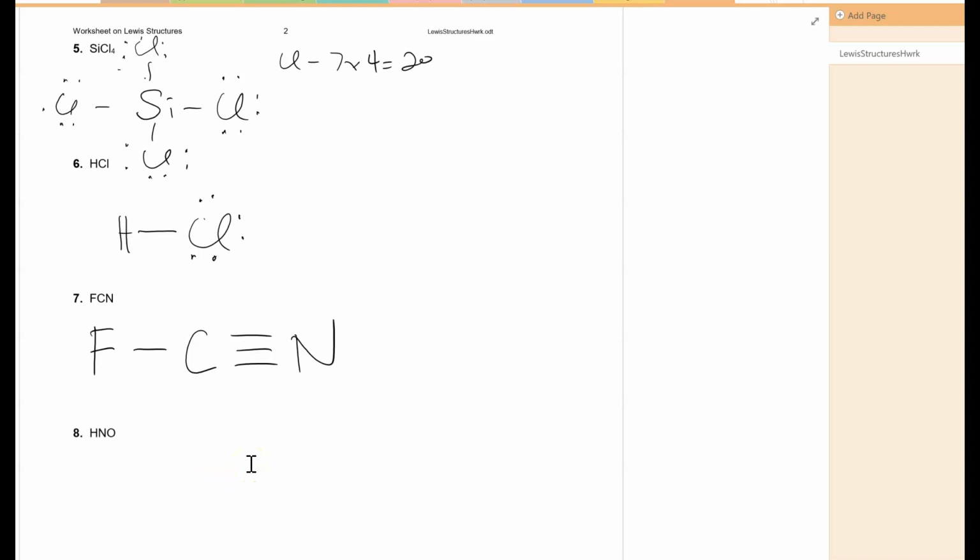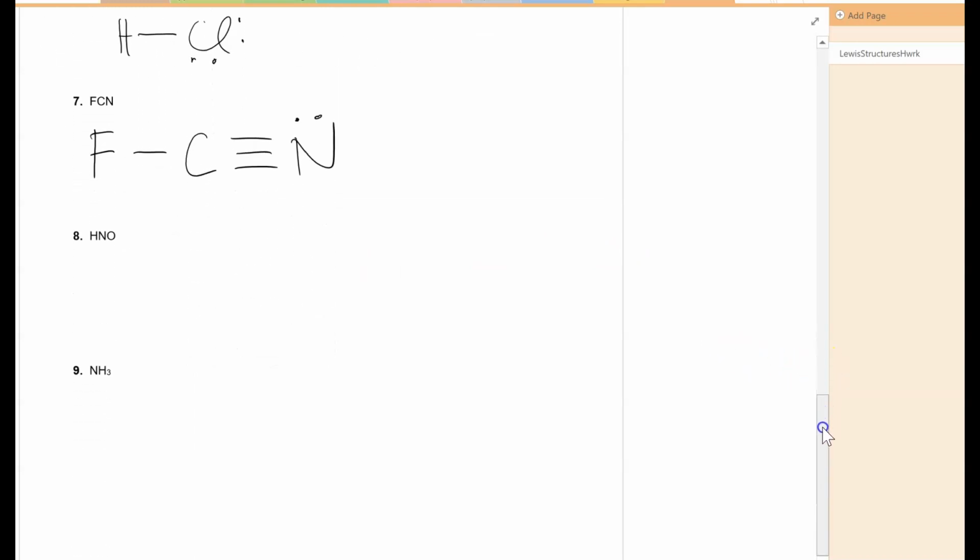So carbon and nitrogen, if they triple bond together, then that satisfies carbon's 4 bond need and nitrogen's 3 bond need. Nitrogen will still have a lone pair, but this is the only way to satisfy that octet. All right. And then we have HNO.